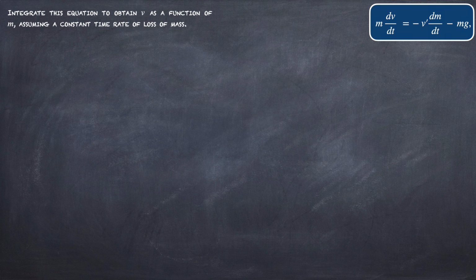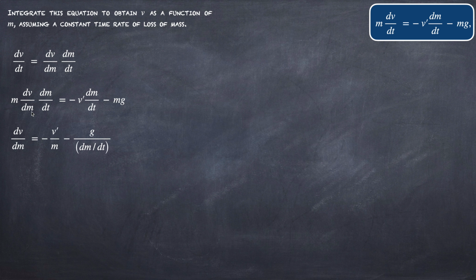Okay, now integrate this equation to obtain v as a function of m, assuming a constant time rate of loss of mass. And since we want v as a function of m, let's rewrite dv/dt as dv/dm times dm/dt. And let's use this result in this equation. Instead of dv/dt, let's write dv/dm times dm/dt.